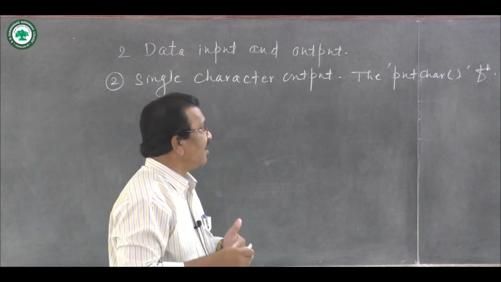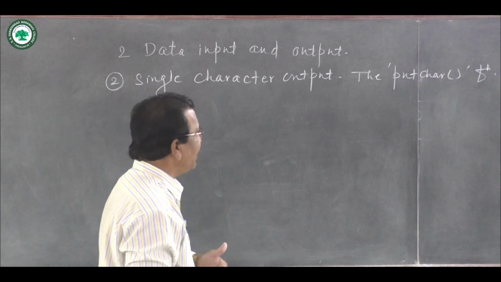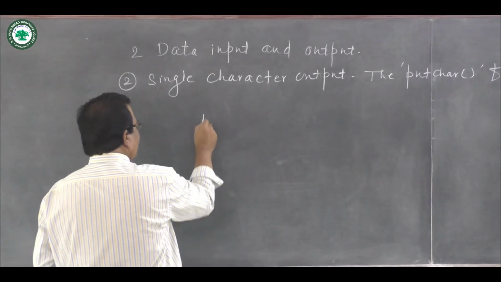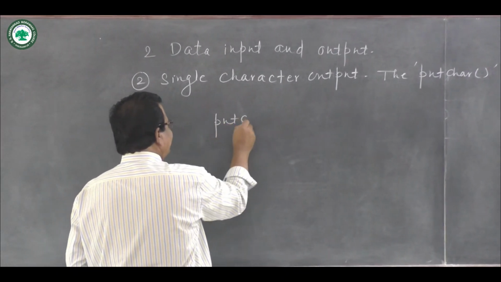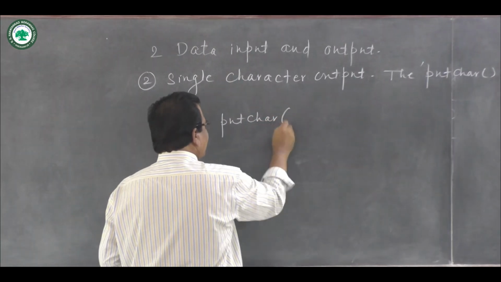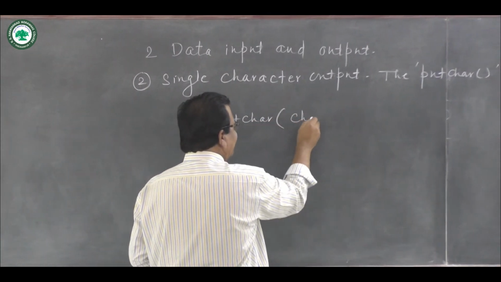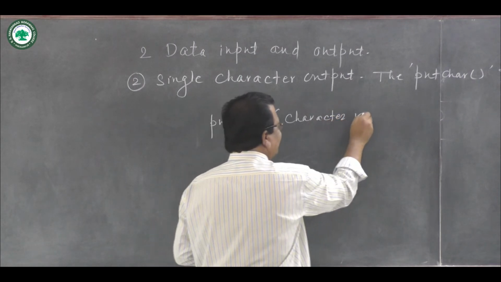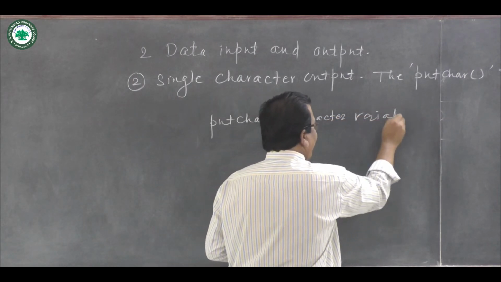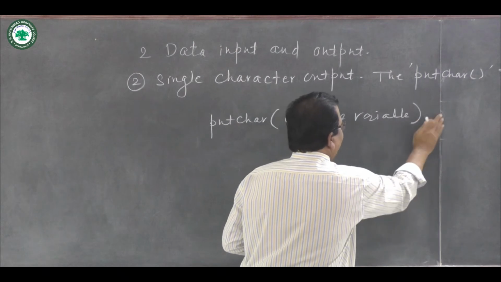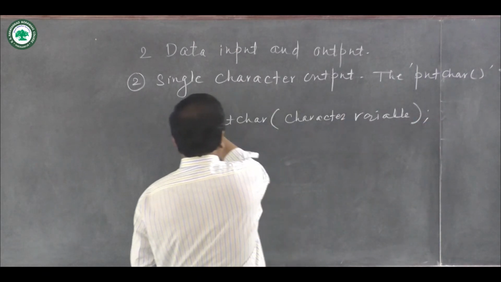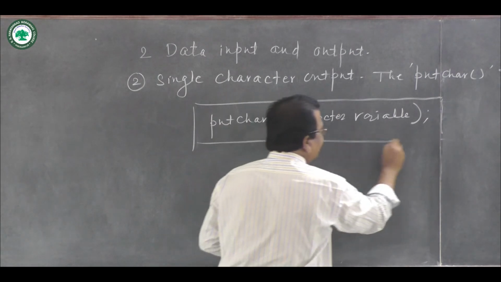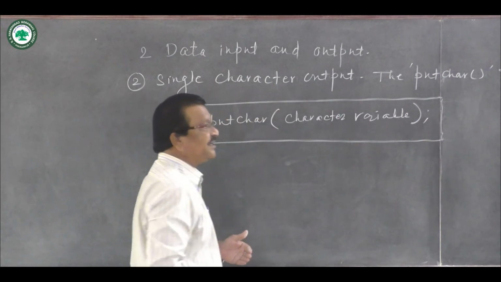The general form of how putchar is used is as follows: putchar, and in parentheses it needs an argument, namely the character variable, where the character variable is a previously declared character variable.